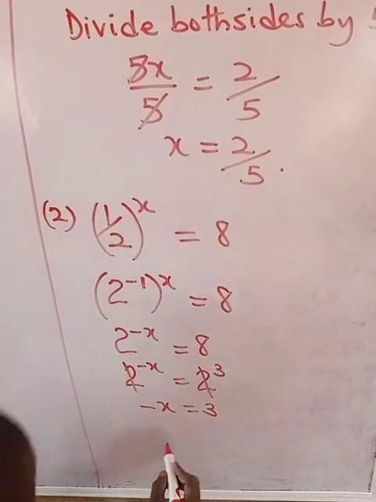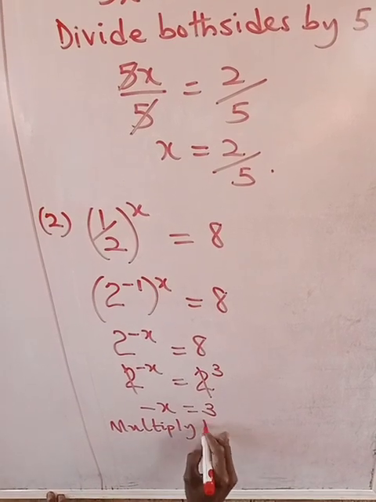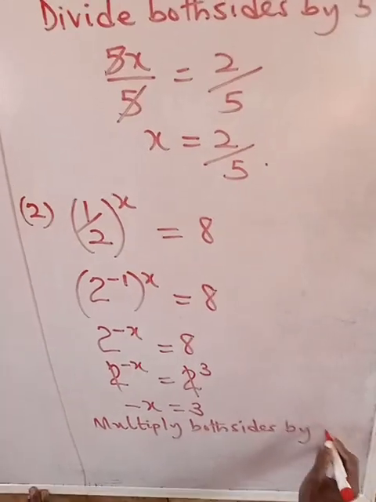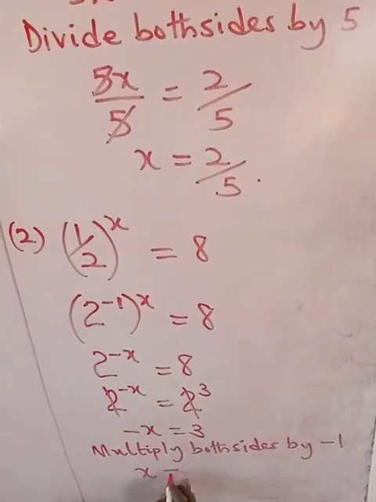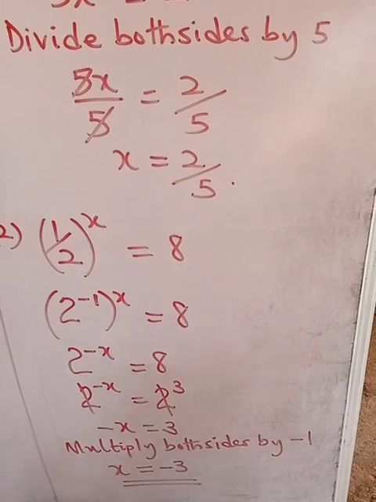You multiply both sides by minus 1, and so x will be minus 3. x will be equal to minus 3.